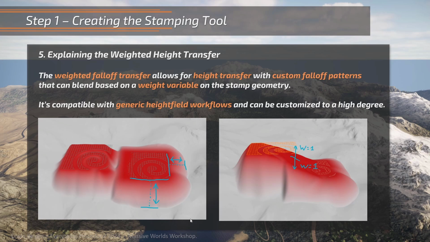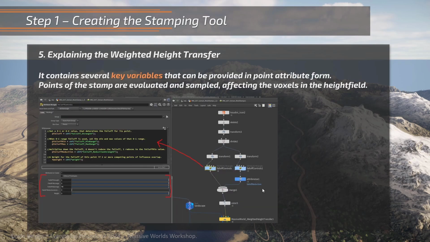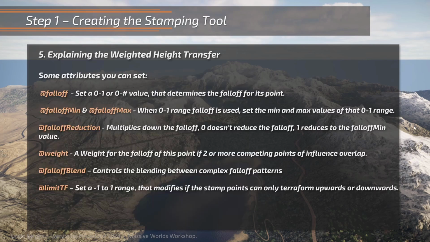Now, in order to make each stamp act with its own fall-off and weight values, we can provide these as attributes to the stamps themselves. We can do this using this type of setup, where each stamp has its own variables that are then fed to the weighted height transfer node. Over here is a little list of the different attributes that we can feed it. Normally these are point attributes, though some of them can also be provided as primitive attributes instead.